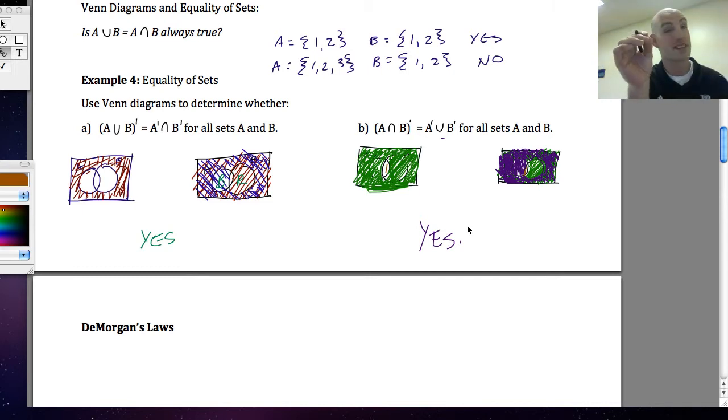It's going to take a little bit to get this. But if you remember that prime means the complement, which means not in that set, and you're overlaying that shading with the stuff that intersects or the stuff that is unionized, then you can start to get this, okay?